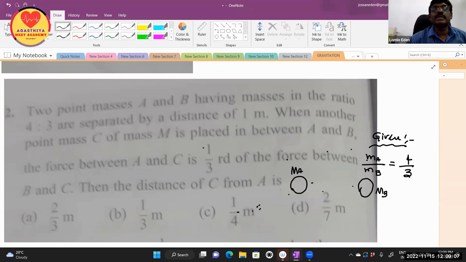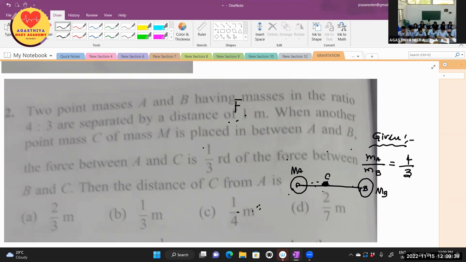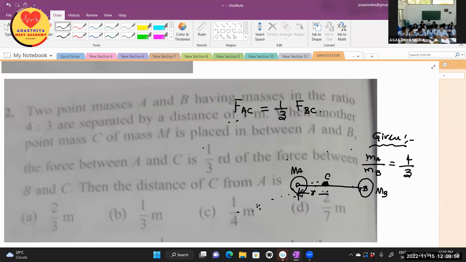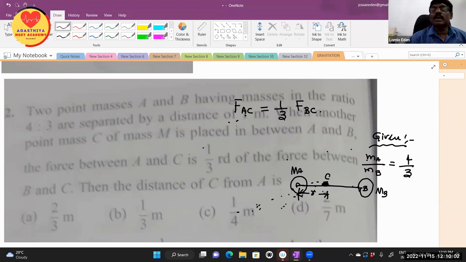When another point mass C is placed between A and B, assuming it is at a particular distance, the condition is that the force between A and C is equal to 1/3 of the force between B and C. Then you have to find the distance of C from A, call it R. Both masses are separated by 1 meter, so put the other distance as 1 minus R.